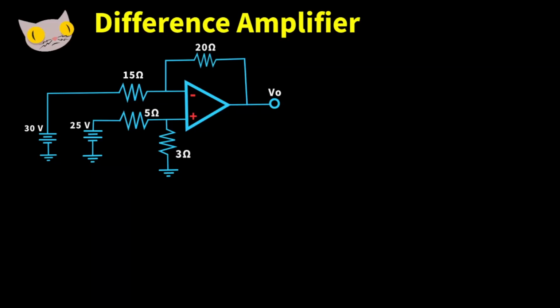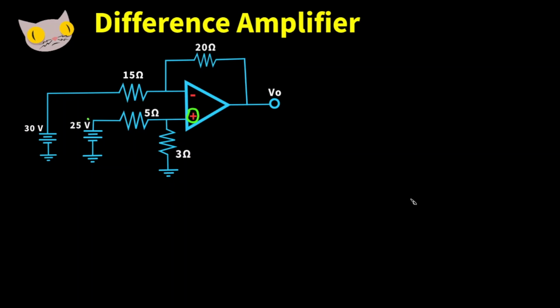Today, let's do some sample problems that have to do with operational amplifiers. So our first one here is a difference amplifier, and what we want to do is find the output voltage. First, let's start by finding the voltage at the input terminal of the op-amp. We can do this by using voltage division.